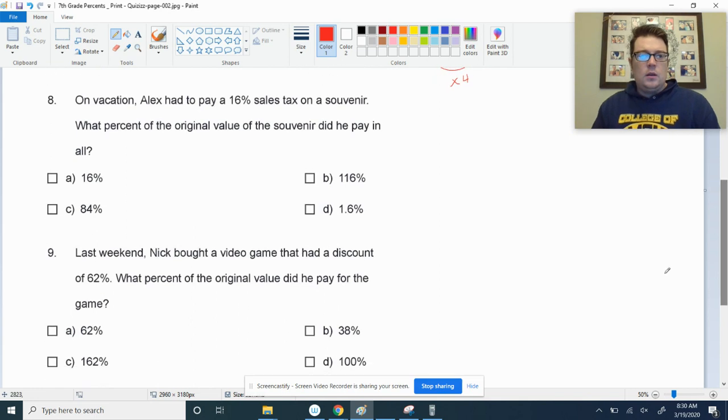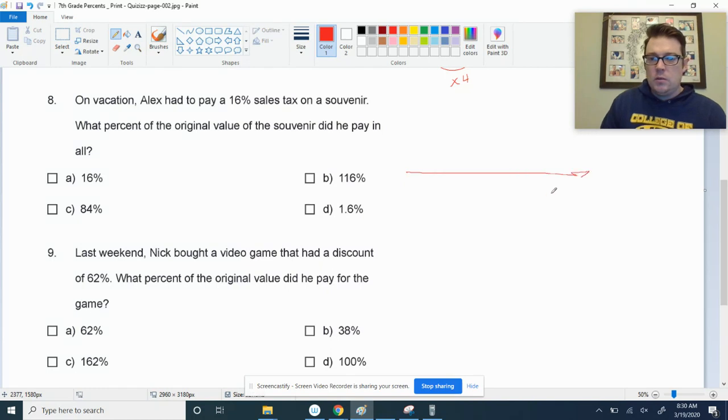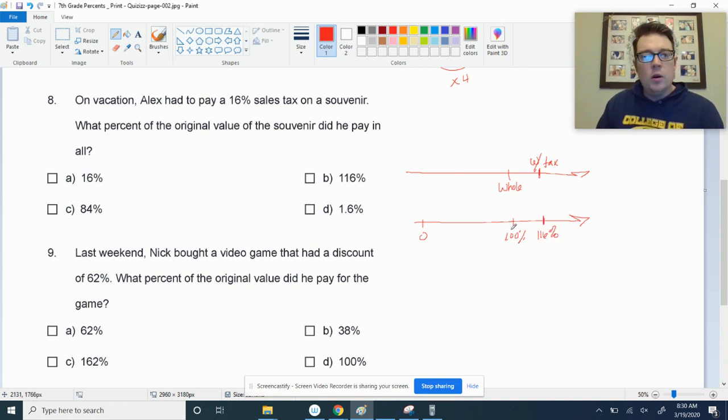Number 8. Alex had to pay 16% sales tax on a souvenir. So what percentage of the original value did he pay in all? Okay, so if you remember percent increase and decrease, taxes go over the 100. So if we had a double number line set up for this, we would be thinking, okay, this is what he paid for the whole thing, and then this would be with tax over here, extra added on. And so if the extra added on was 16%, then the with tax would be 116% of what the whole was. So that's the number we're looking for here on number 8. It's B.